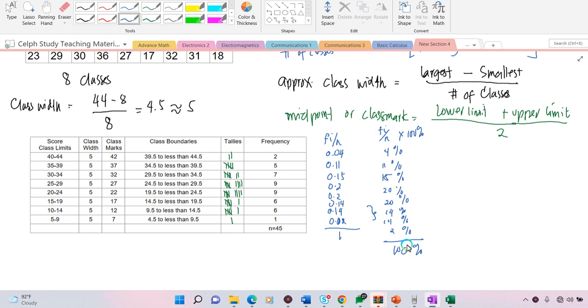Okay, but take note, we have another approach to frequency distribution. That is called the cumulative frequency distribution. We have the ordinary cumulative, the greater than cumulative, and the less than cumulative frequency distribution. All of those we will discuss in the next discussion video.